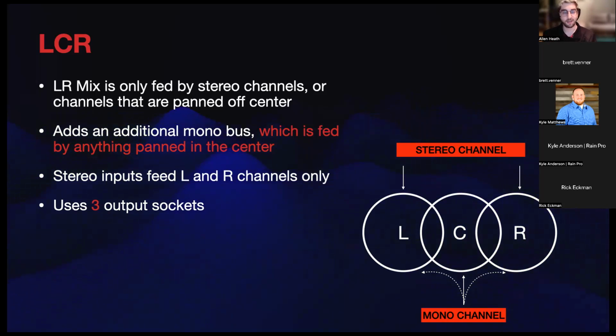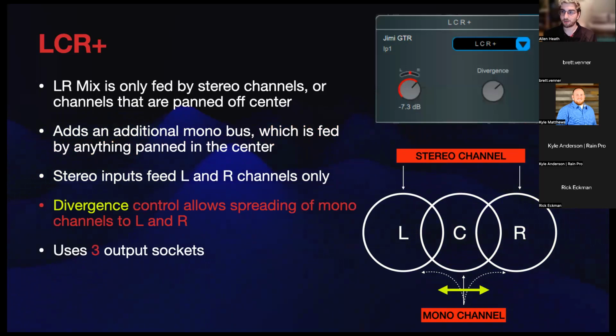So the solution to that is LCR plus. What LCR plus does is the same as LCR in terms of a mono channel in the center staying in the center, but it adds an additional divergence control that allows you to spread mono channels out to the left and right sides as well. You'll see this yellow arrow on the diagram represents a divergence control. If you just had a mono channel without divergence, it would only be going to the center. But if you increase the divergence level, you're now feeding it more and more towards the left and right to get that spread of the channel.